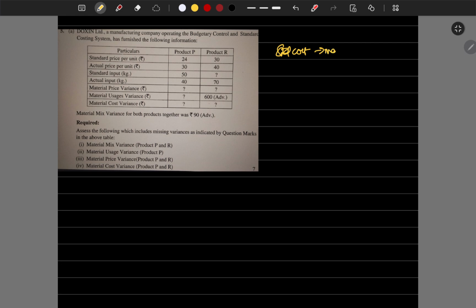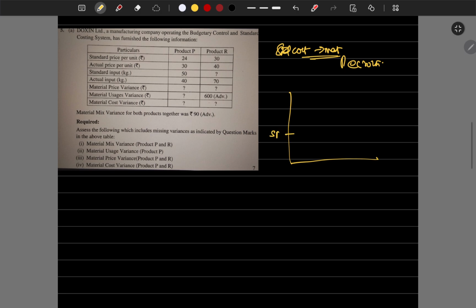Material, December 2025. When it comes to standard costing, the first thing we have to do is build a graph. Okay, standard price, actual price. In this question they have given a mix, so we'll include RSQ. This is revised standard quantity, actual quantity.